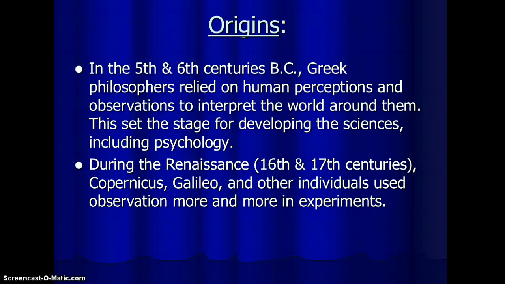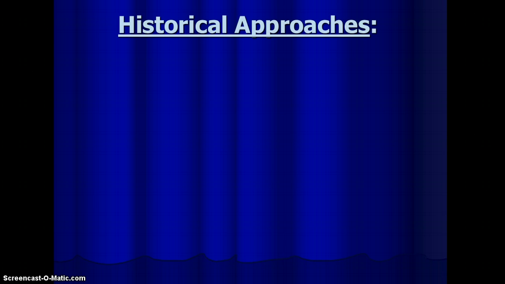During the Renaissance, which happened in the 16th and 17th centuries, people like Copernicus, Galileo, and other individuals used observation more and more in experiments. They often faced social ramifications for this, but because they were willing to do this observation, to conduct these experiments, we were able to develop future sciences.